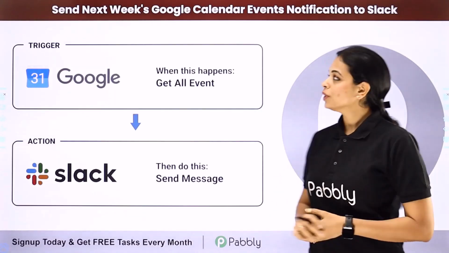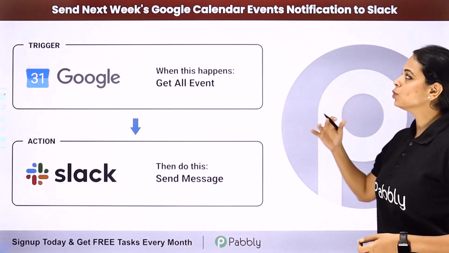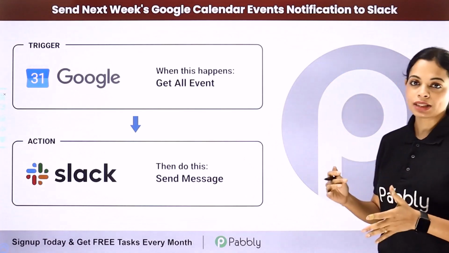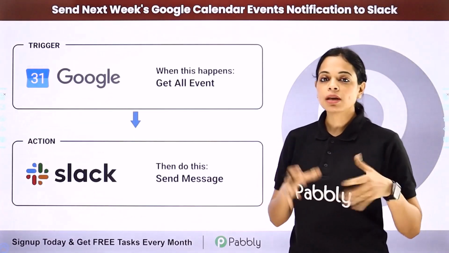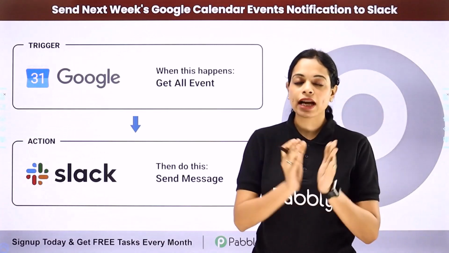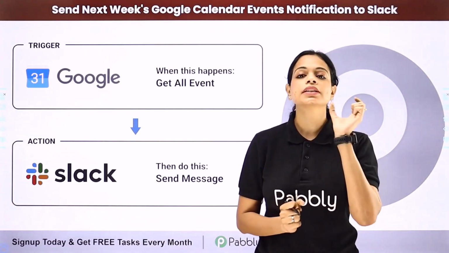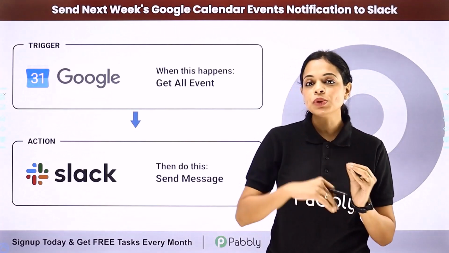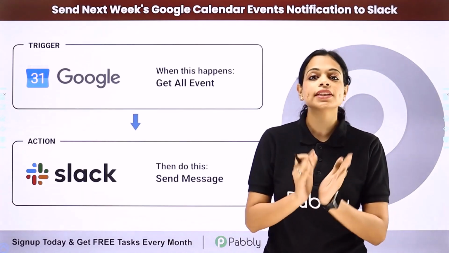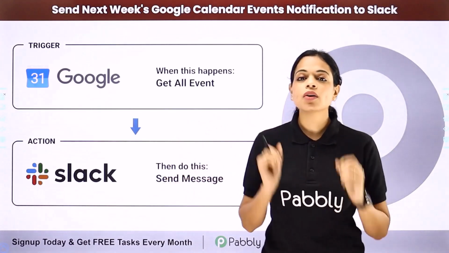In this video, we are going to see how to send next week's Google Calendar events notifications to Slack. So let's say that I have got a couple of events in my Google Calendar, and I want that on one particular day of the week, I should be able to send notifications for all the events which are scheduled for the next week. Now, how can I do that?